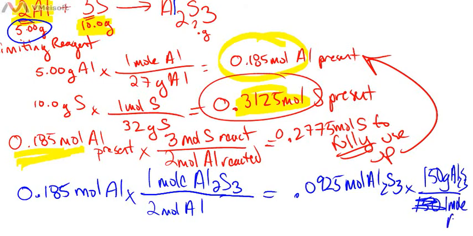1 mole aluminum sulfide, what does it come out to? 13.875 grams aluminum sulfide. How many sig figs should it have? 3. So it should be 13.9 grams. Do it better than that, I have to stop.